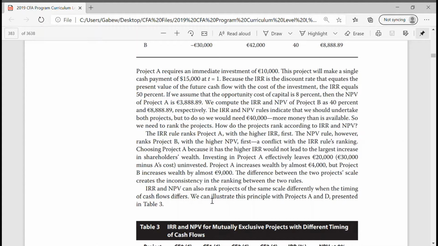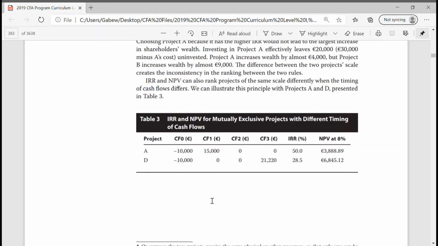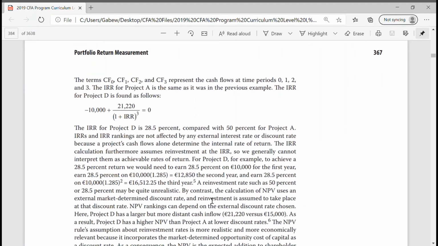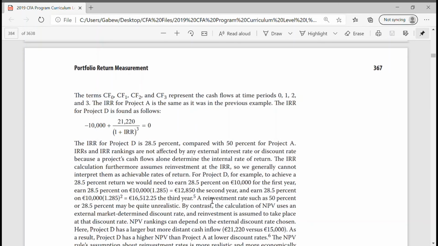The difference between the two projects' scales creates an inconsistency in the rankings between the two rules. IRR and NPV can also rank projects of the same scale differently when the timing of the cash flow differs. We can illustrate this principle with projects A and D presented in Table 3. So this is Table 3. Okay, so the terms CF0, CF1, CF2, and CF3 represent the cash flows at time periods 0, 1, 2, and 3.